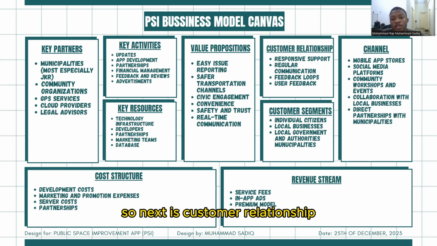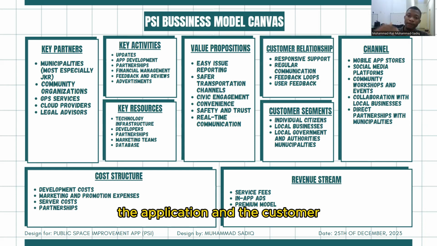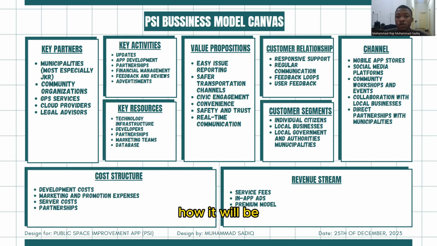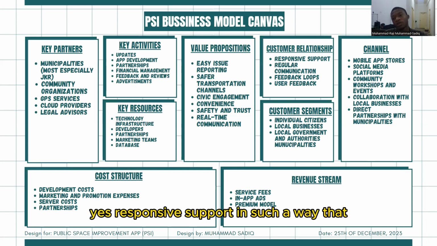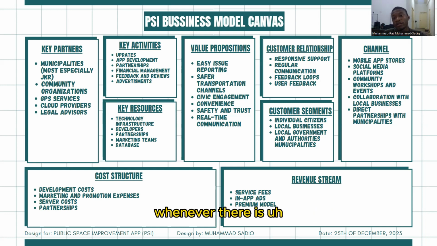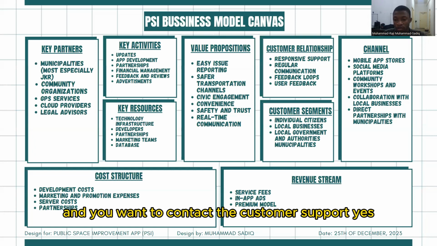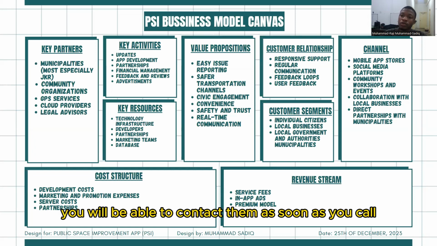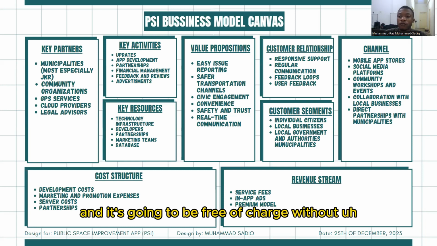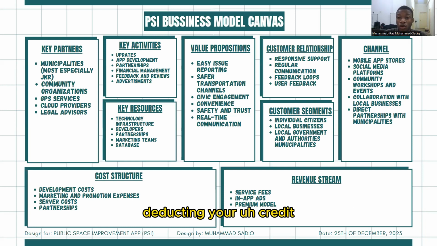So next is customer relationship. This is the relationship between the application and the customer, how it will be. So there will be responsive support, yes, in such a way that whenever there is any problem and you want to contact the customer support, you will be able to contact them as soon as you call the line there. And it's going to be free of charge without deducting your credit.